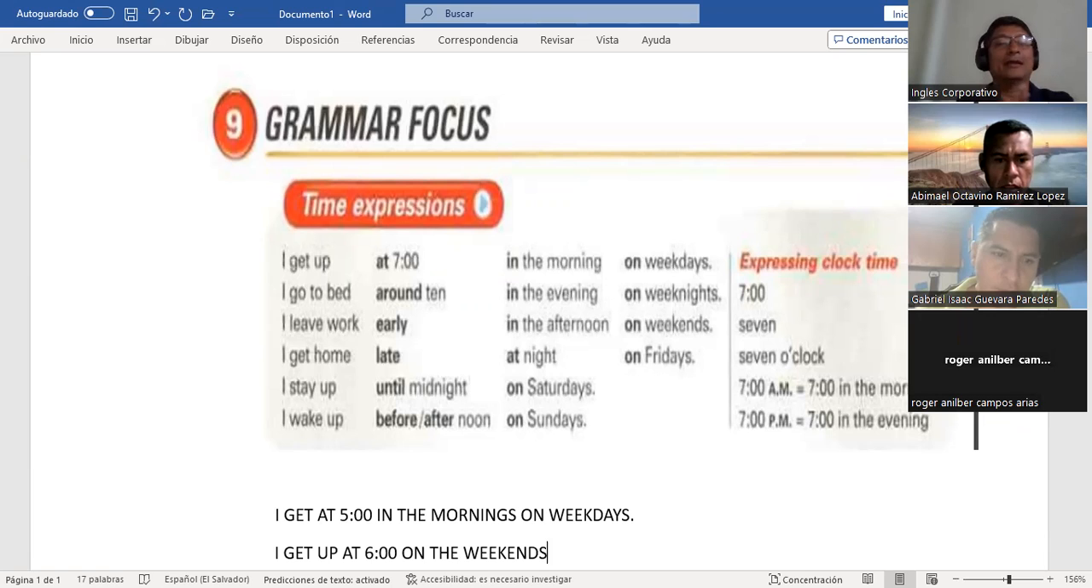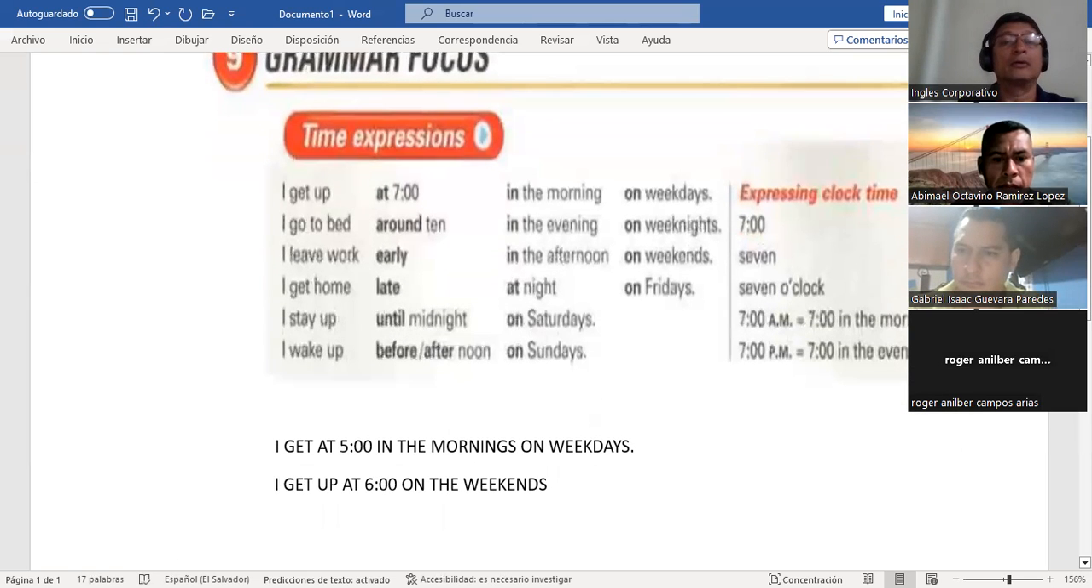Also, we're going to talk about the time when we go to bed. And we have two time expressions. We have in the evening and we have on weeknights. We're going to ask Roger. What time do you go to bed?